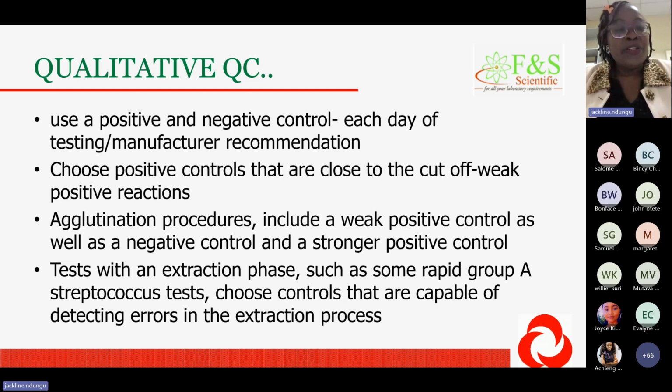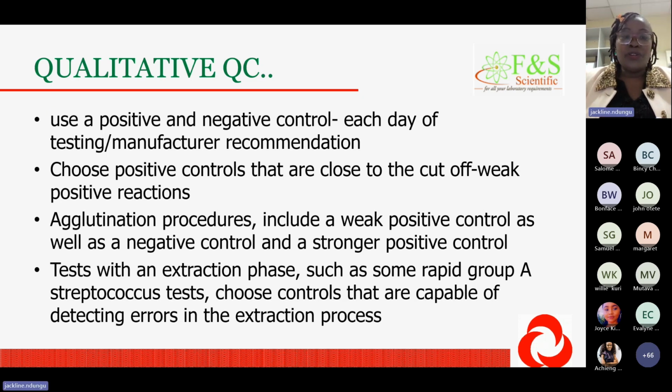So in continuation, we want to say we have qualitative and we also have quantitative QCs. And you know what qualitative is? You will say things like it's positive, it's negative, it's present, it's absent. That is the language of qualitative. So as per manufacturer recommendation, you'll report as the manufacturer has said.